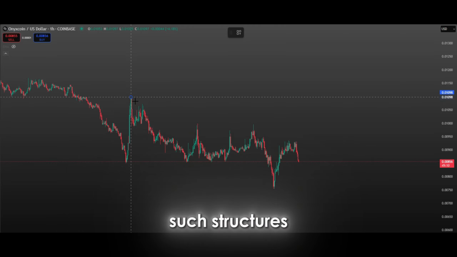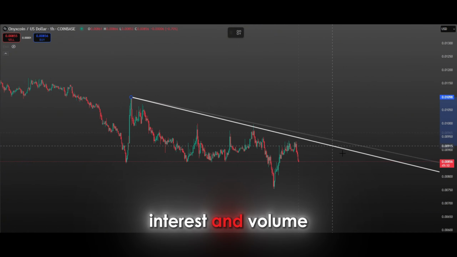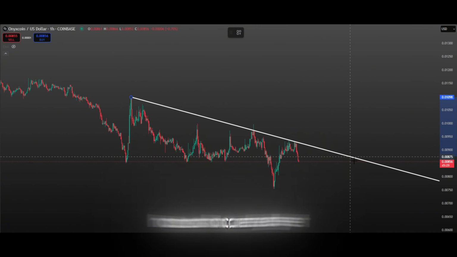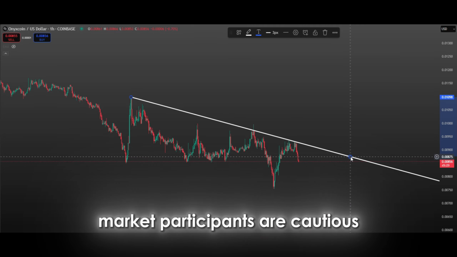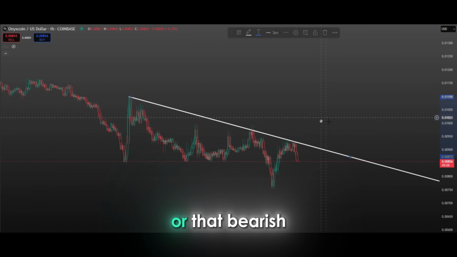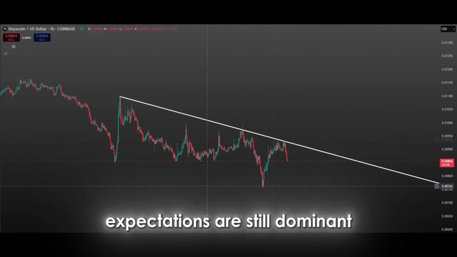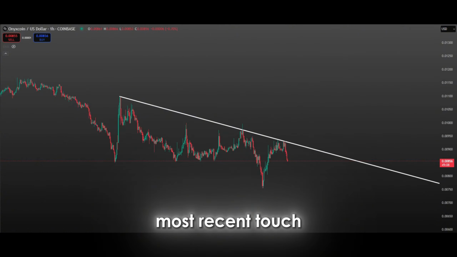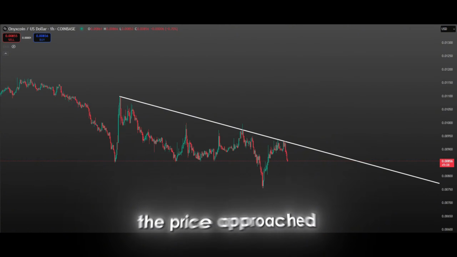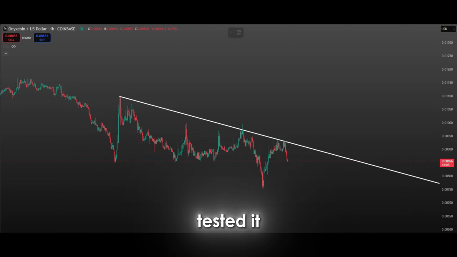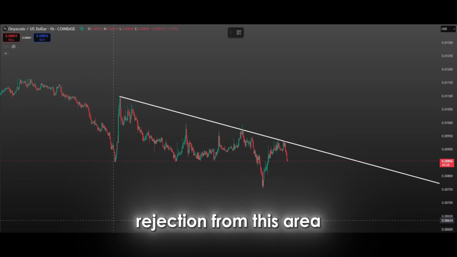The breakout of such structures typically requires strong buying interest and volume, and the fact that this breakout has not occurred yet may indicate that market participants are cautious or that bearish expectations are still dominant. Looking at the most recent touch, we observe that the price approached this trend line once again and tested it, but was met with a strong rejection from this area.